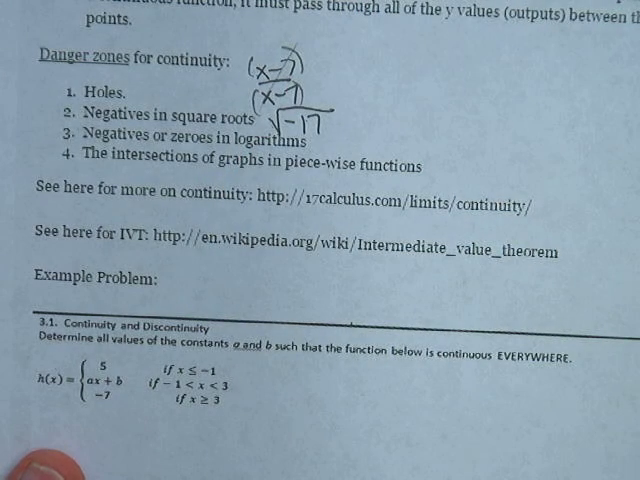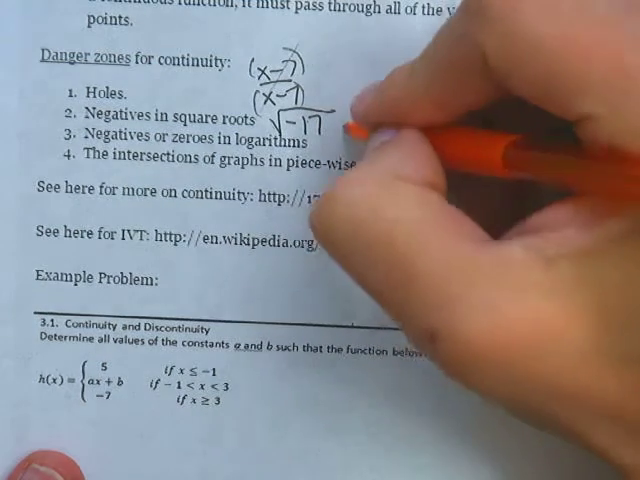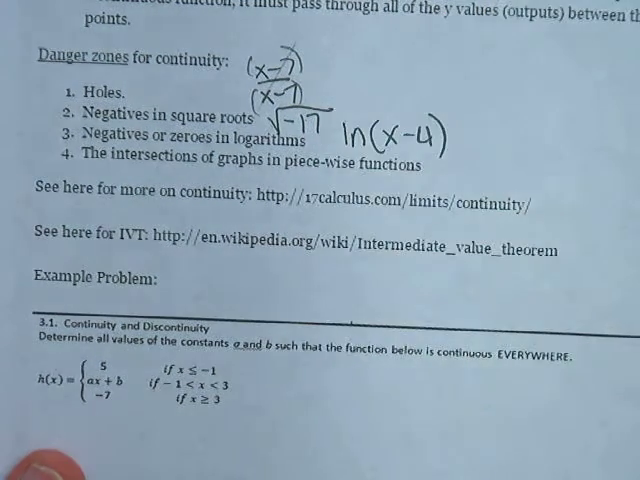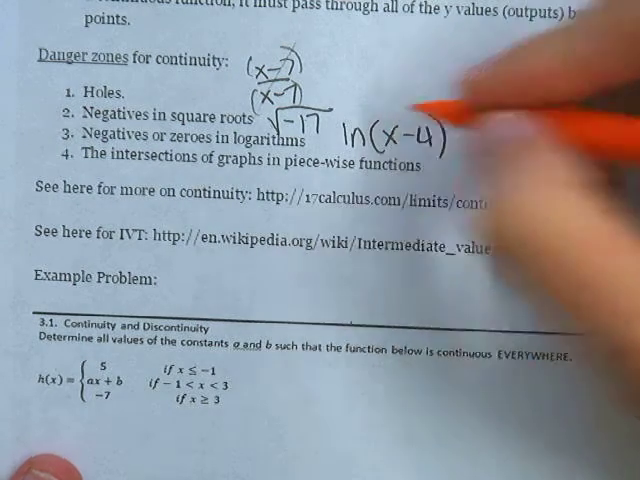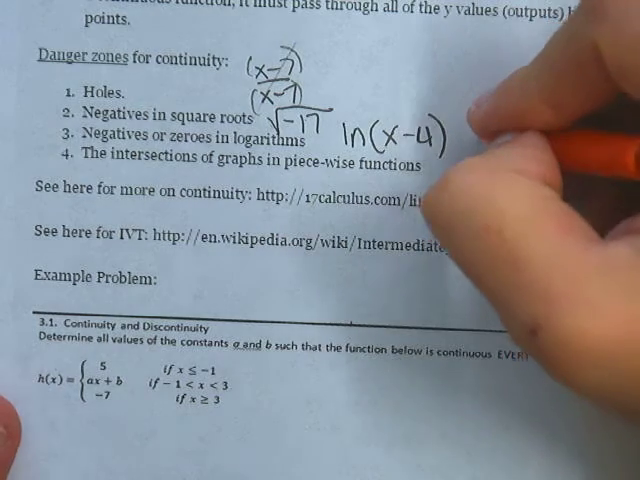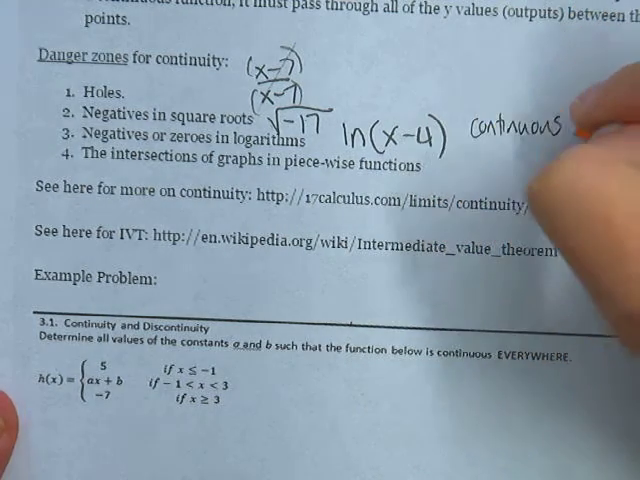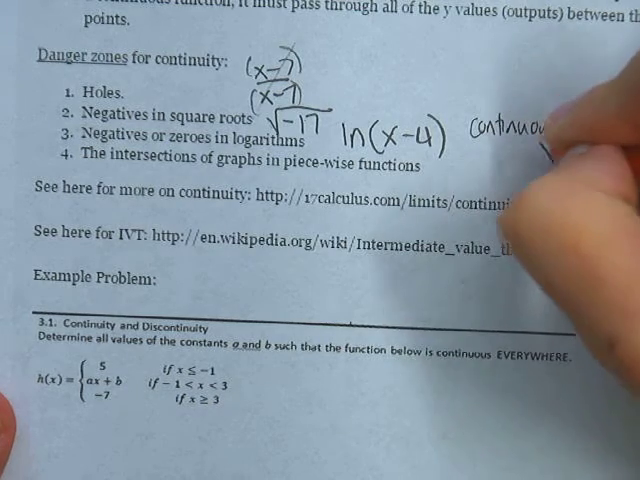Negatives or zeros in logarithms. So say we had the natural log of x minus 4. This would be bad for x equals 4. It'd also be bad for anything less than x equals 4. So we'd say this is only continuous where x is greater than 4.